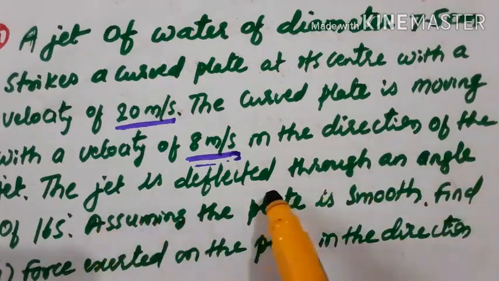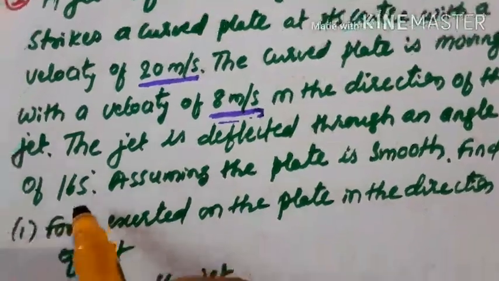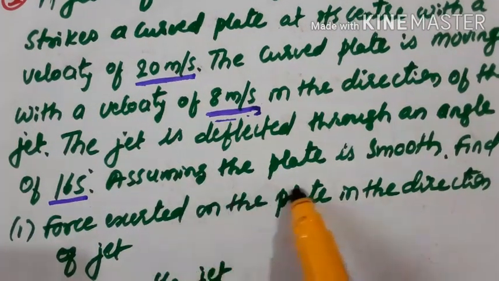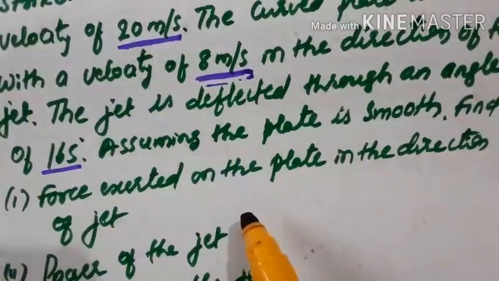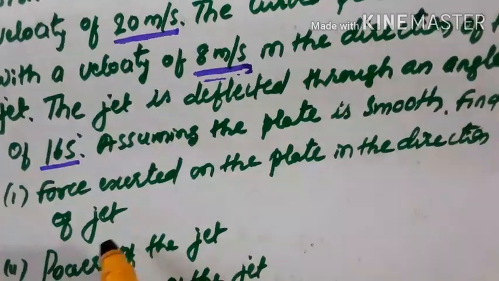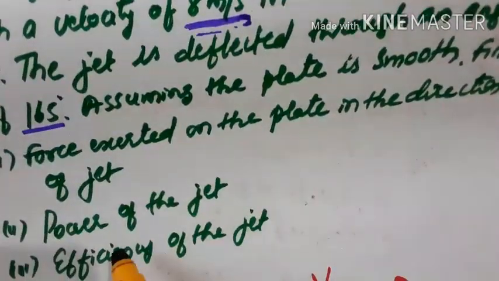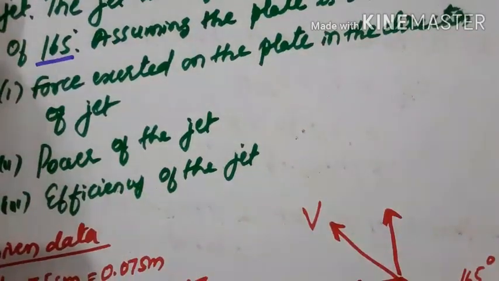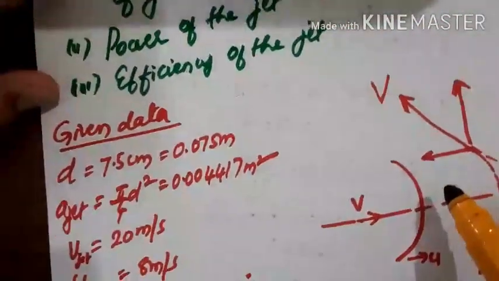The jet is deflected through an angle of 165 degrees. Here the angle of deflection of the jet is given. Assuming the plate is smooth, find the force exerted on the plate in the direction of the jet, then the power of the jet, then the efficiency of the jet. So let us first write the given data here.